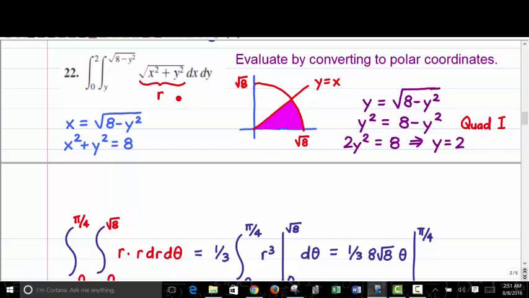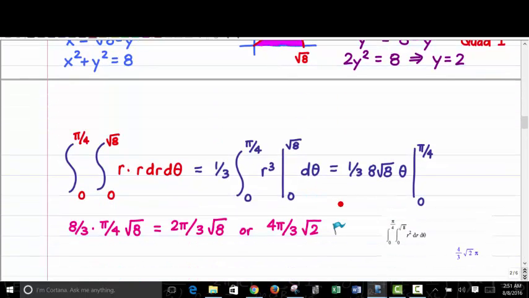Now, if x squared plus y squared equals r squared, as we saw earlier, that means the square root of x squared plus y squared is just r. And so we have an r, and then dx dy or dy dx automatically converts to that magical r we have to have right there. So it's r from here, and then r dr d theta with the automatic r. So we integrate, and you get 1/3 r cubed, square root of 8, which makes it 8 square root of 8 over 3, and then the antiderivative of d theta would be theta, so that puts a pi over 4 and a 0 in there.